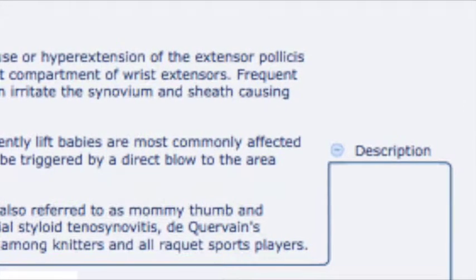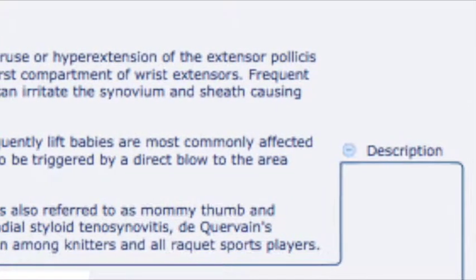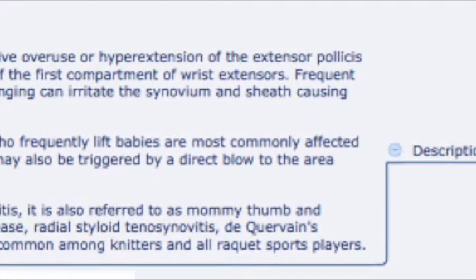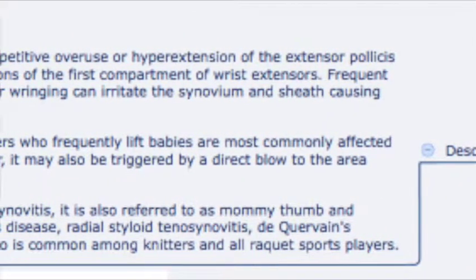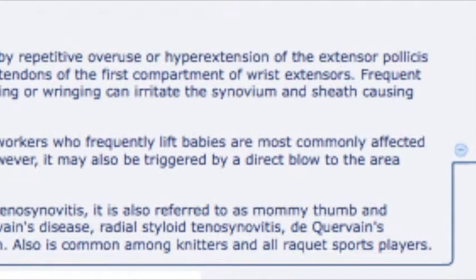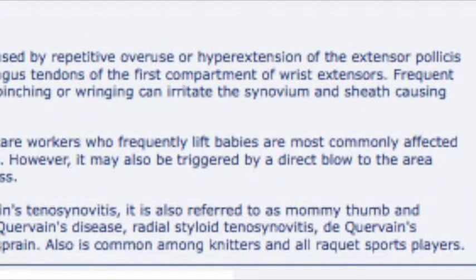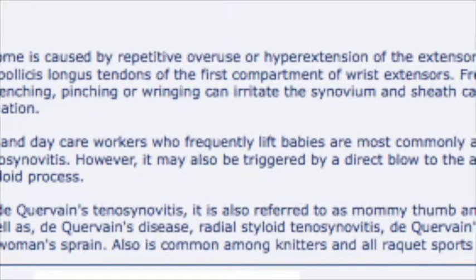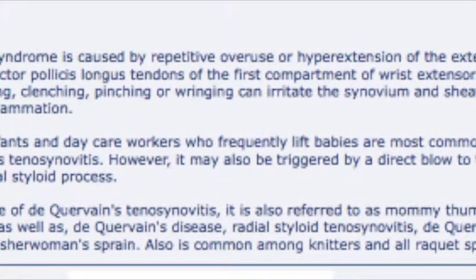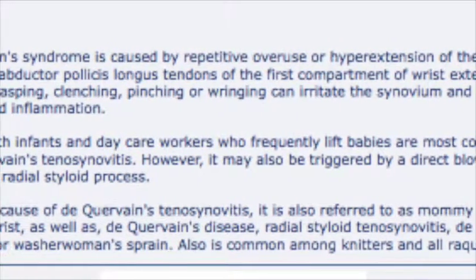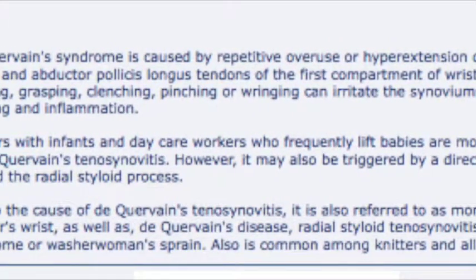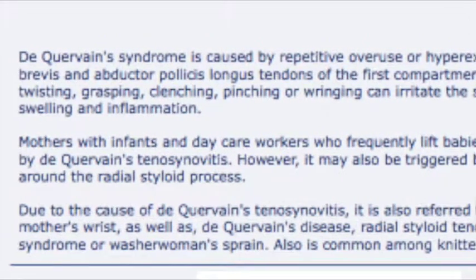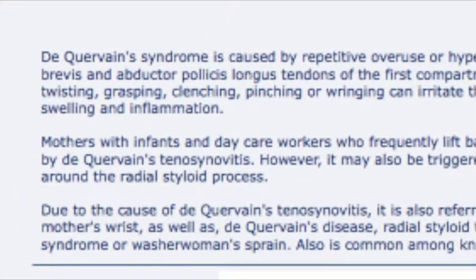De Quervain syndrome is caused by repetitive overuse or hyperextension of the extensor pollicis brevis and abductor pollicis longus tendons of the first compartment of the wrist extensors. Frequent twisting, grasping, clenching, pinching, or wringing can irritate the synovium and sheath, causing swelling and inflammation. This can often happen among new mothers holding their infants' heads, knitters, and people who are playing sports with rackets.